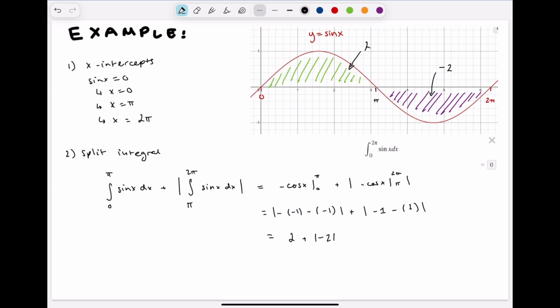And again, this is why we got an answer of 0 right here, because this area is equal to −2 and this area is equal to 2. But really this is 2 plus 2, which is going to equal 4. So our total area here is 4 and obviously not 0.